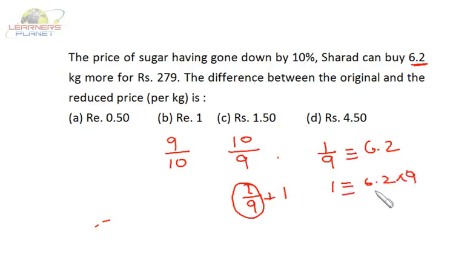Okay. Now this is the original quantity, and we are buying for 279. That means what is the price per kilogram? It is 279 by the quantity, that is 6.2 into 9. That means the original price is 5 rupees per kilo. Now the price is going down by 10%. That means the new price is 4.5 rupees per kilo. That means the difference is 50 paisa. Okay. I hope you are clear.